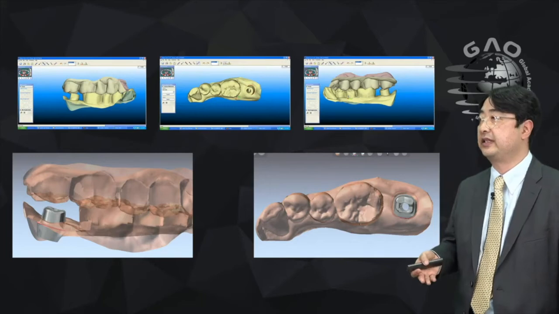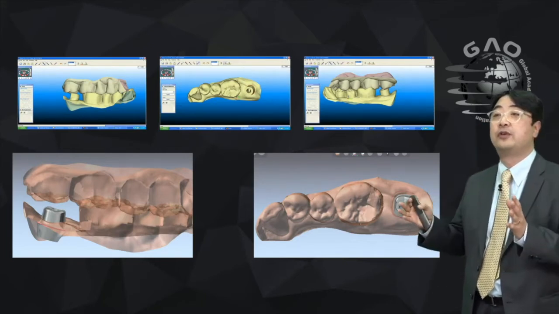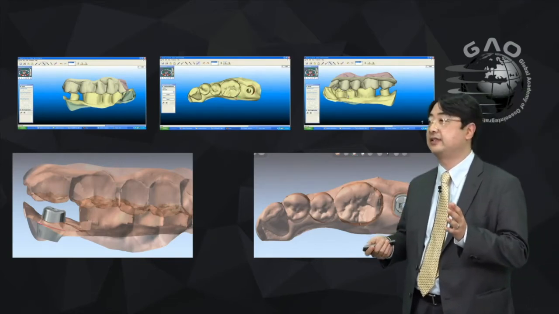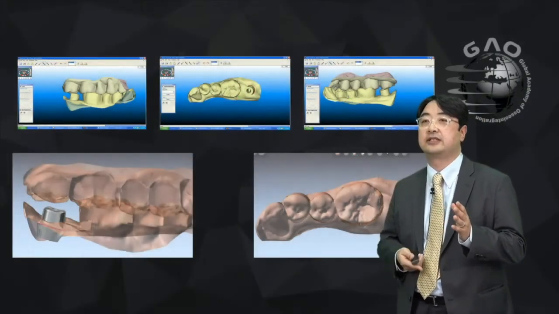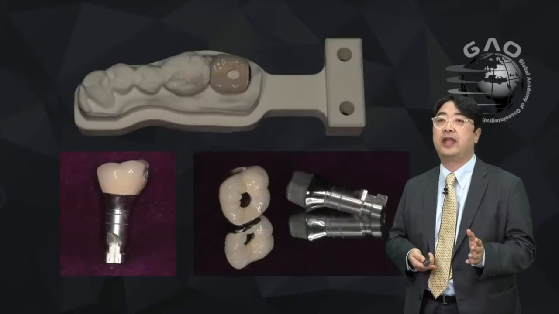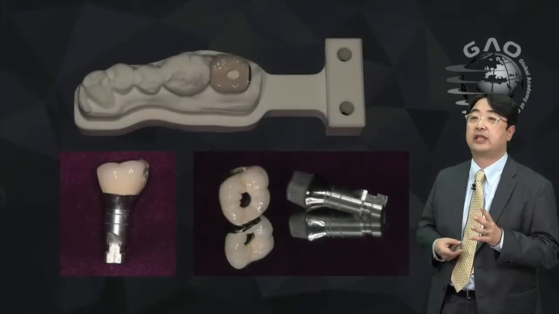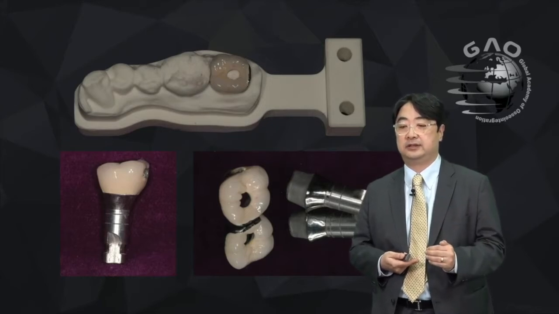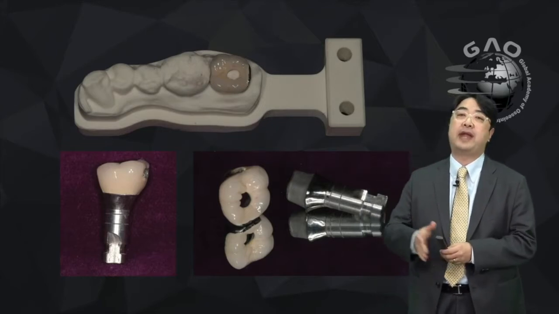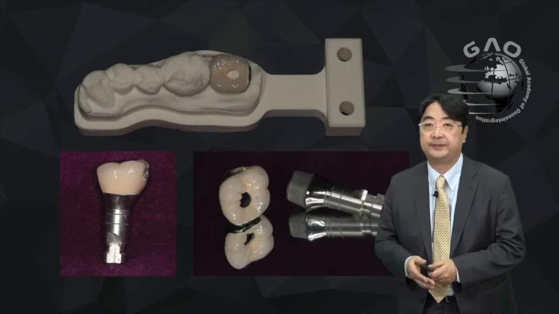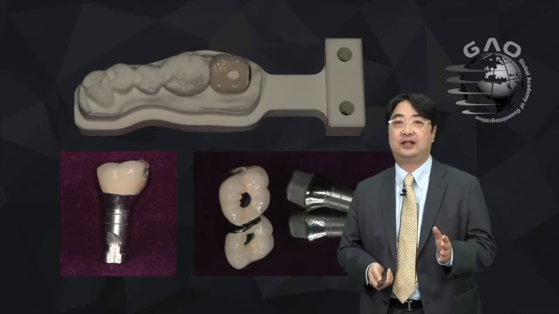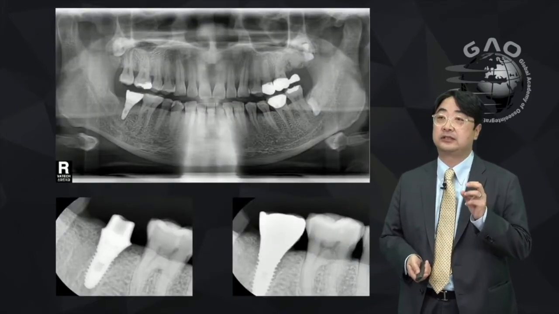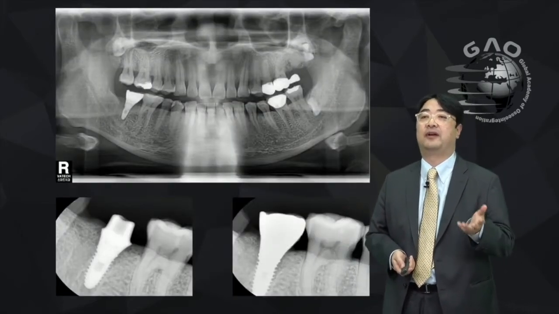On number 47, while waiting for the osseointegration, I sent the case to the lab. I asked my lab technician to design the custom abutment. Then he made the PFM crown on top of the model milled with the custom abutment. When the patient came back 2-3 months later, I simply removed the healing abutment, connected the custom abutment, and cemented the crown.